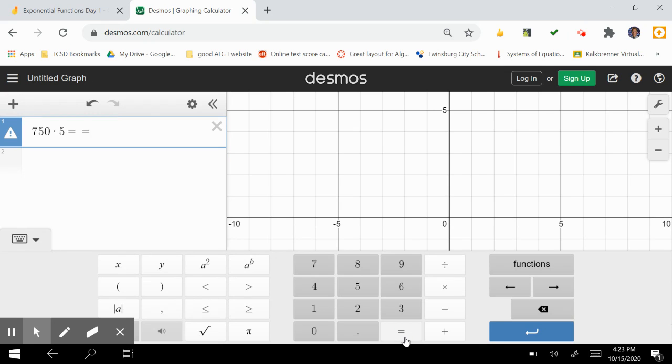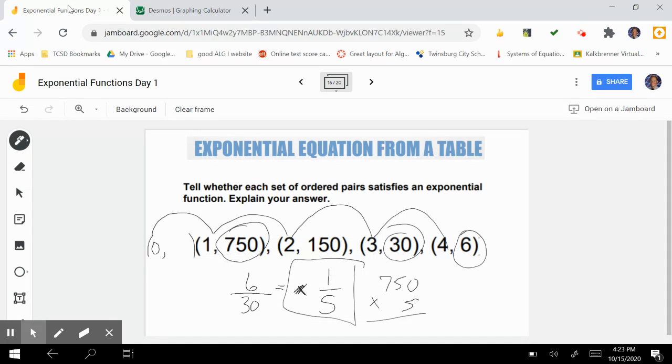And I'm going to get 3,750. So it's 0, 3,750 is going to be my y-intercept. If you recall, that y-intercept is my initial value. So when I have my initial value, I have my y here. My initial value is first. That's my a value, 3,750. I need my decay and my exponent, which is always x.